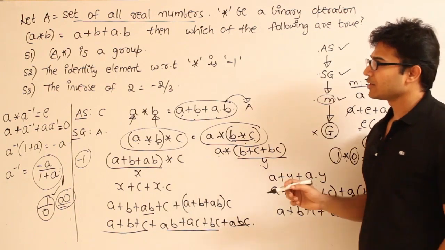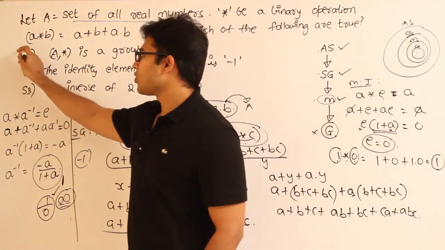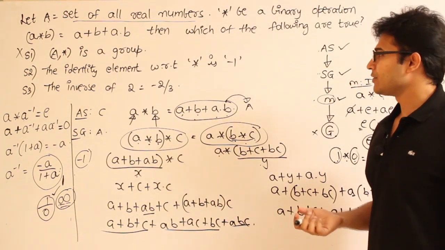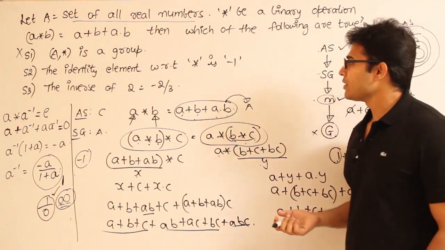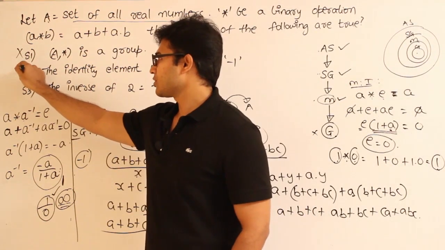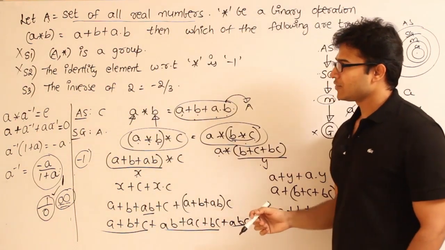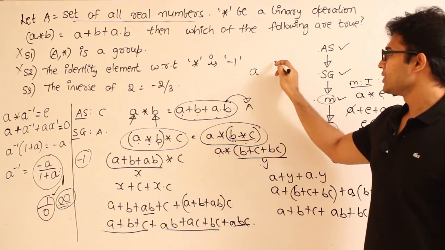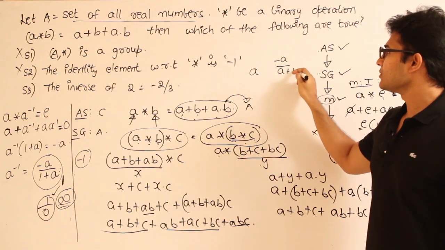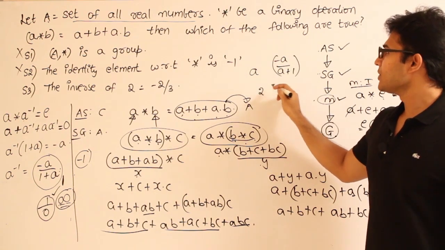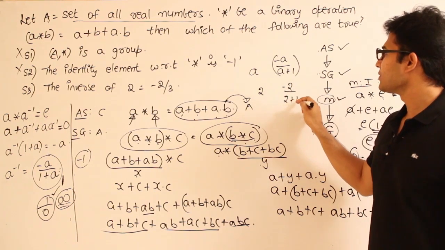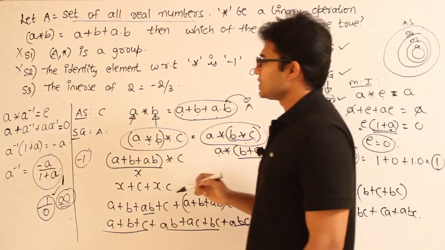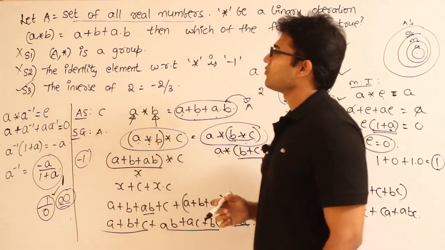So let's see statement 1. A comma star is a group. It is false. It cannot be a group because of this small property. The next one is, the identity element with respect to star is minus 1. No, the identity element with respect to star is 0 here, not minus 1. And the last one is, the inverse of element 2 is minus 2 by 3. Yes, it is true, because the inverse of an element A is minus A by A plus 1. Therefore, the inverse of the element 2 must be minus 2 by 2 plus 1, which is nothing but minus 2 by 3. Yes, it is true. Got it? So statement 3 is true. 1 and 2 are false.